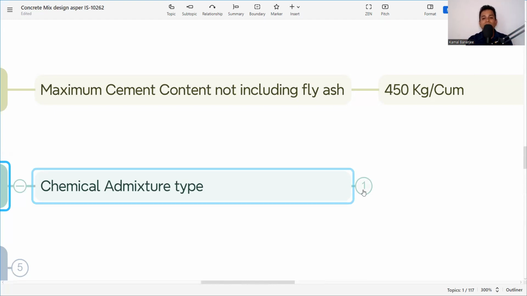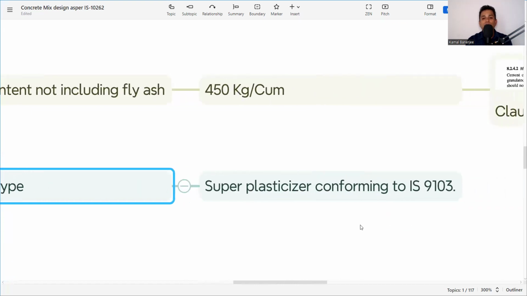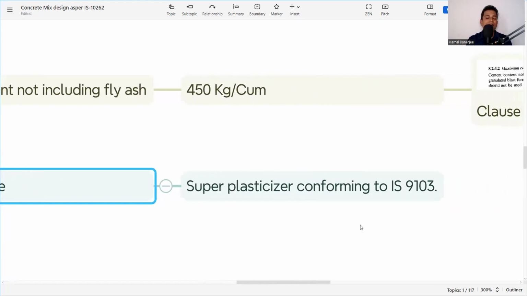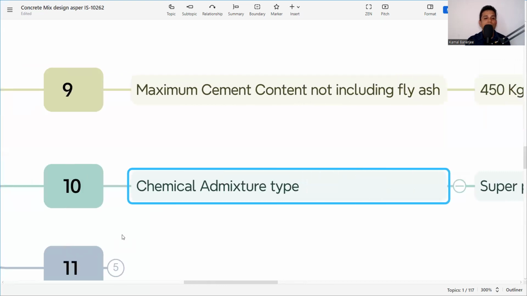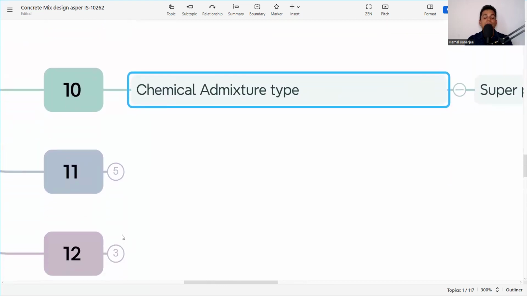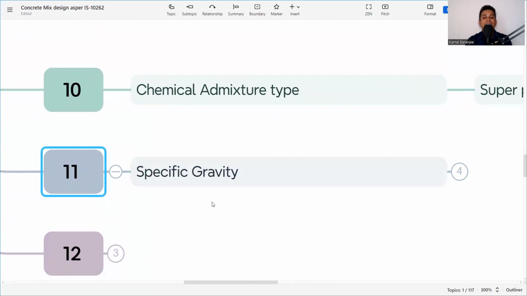So in our case, what is the chemical admixture? That is superplasticizer conforming to IS 9103. This is the code for the chemical admixture. Here we are using superplasticizer that will reduce the water content. So we will check what the percentage of admixture will be, and the water content will change. Next part is specific gravity.